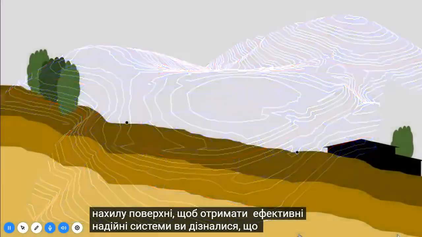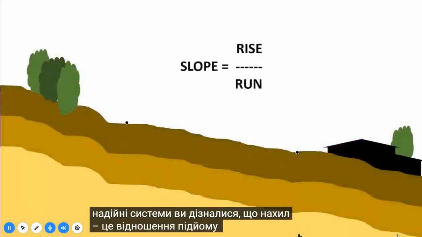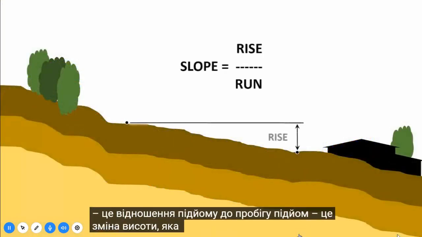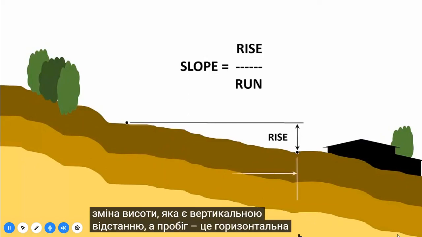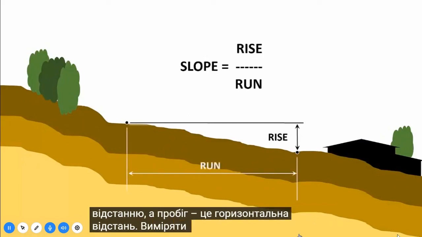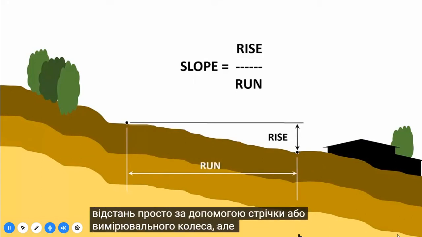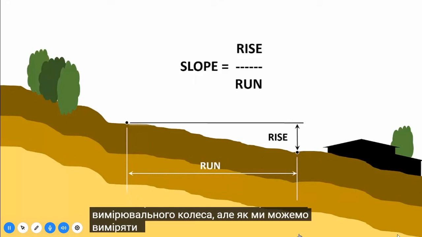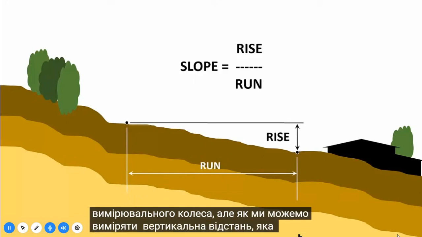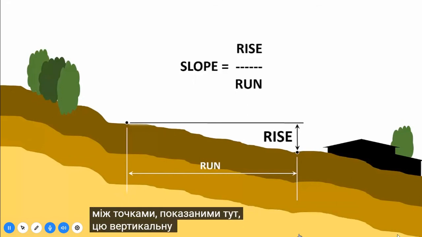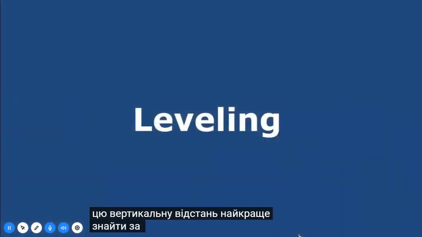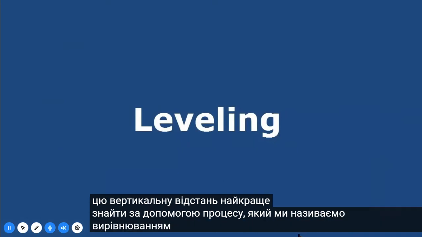We pay close attention to surface slope to produce efficient, reliable systems. You learned that slope is a ratio of rise over run. Rise is a change in elevation, that is a vertical distance, and run is a horizontal distance. Measuring horizontal distance is simple with a tape or with a measuring wheel. But how can we measure the vertical distance, that is, the rise between the points shown here? Well, that vertical distance is best found by a process we call leveling.